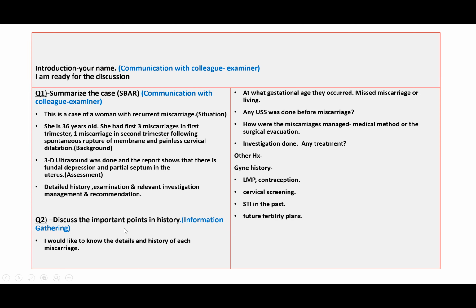Second question was discuss the important points in history. So this is your information gathering. I would like to know the details and history of each miscarriage, at what gestational age they occurred, whether it was missed miscarriage or living baby, any ultrasound was done before the miscarriage, how were the miscarriages managed, whether treated medically or surgically, any investigation was done or not, any treatment was given or not. Then other history we will complete, but still it is going to be very relevant histories.